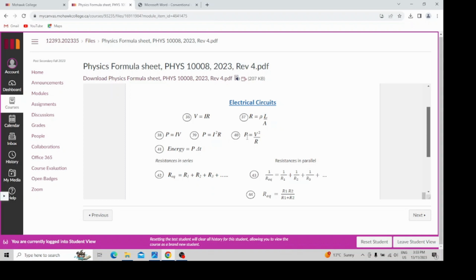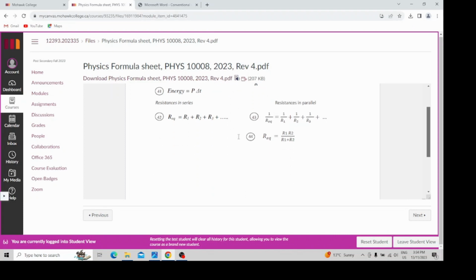We're not really too interested in energy, although I do use it in one of my examples, but that's just to arrive at a dollar sign. And we are interested in these three. This Req represents resistance equivalent, or the equivalent resistance of a series circuit. And these three resistances are connected in series.